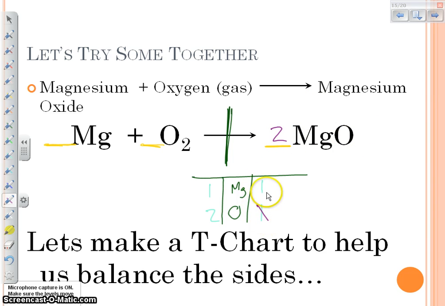And in order to put that 2 there, I have doubled my oxygens, but I also doubled my magnesiums to 2. So now my oxygens are happy, but I need to double my magnesiums on the reactant side. And I do that by going through and adding a coefficient of 2. And so now I have 2 magnesiums and 2 oxygens on each side, and this is a balanced reaction of 2, an invisible 1, and 2. Okay? And again, you can double check them by going through and filling out that T-chart all over again.